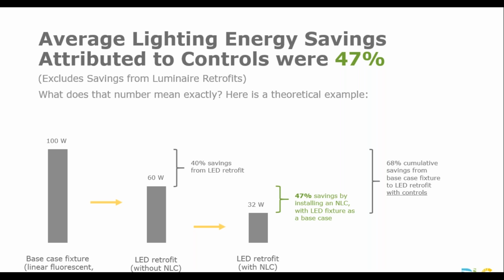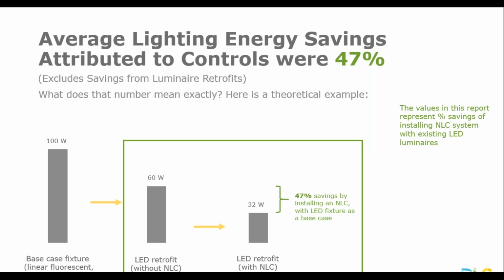You do have a 68% cumulative savings that goes from the base case of that linear fluorescent or metal halide all the way down to LED retrofit with NLCs. However, for the purposes of the report, we are focusing only on that difference. That 47% represents the change from the LED retrofit without controls going to those with controls. So that's a summary of what we mean when we say exclude savings from luminaire retrofits.